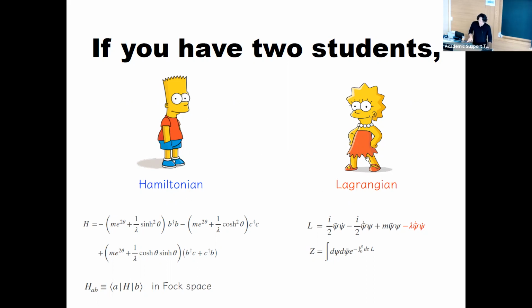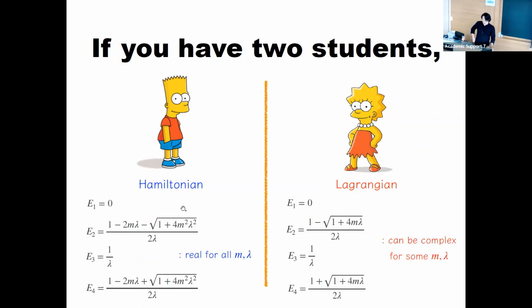For Lisa, she must be smarter than Bart or senior, so I can give her this Lagrangian and ask her to calculate the partition function. Because this is quantum mechanics, it's easy to evaluate the fermion path integral, and you can obtain the partition function. It's very easy. Actually, because it's quadratic, you can calculate everything.